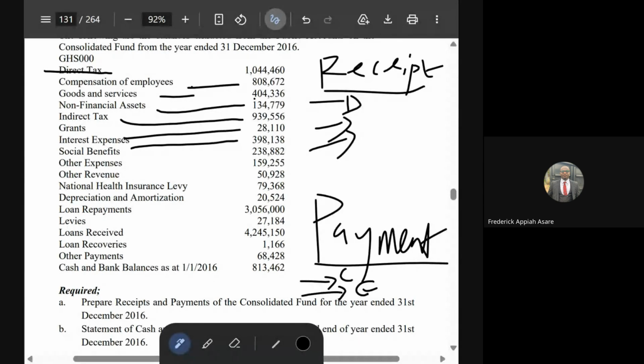Interest expense will be under the payment. Other expenses will be under payments. Other revenue will be under receipt.